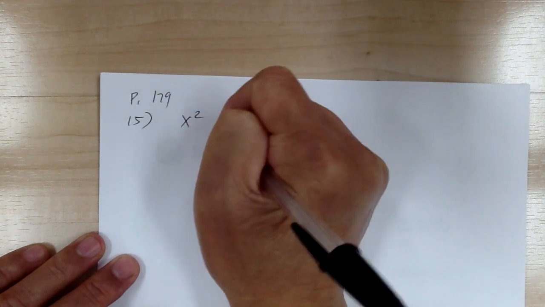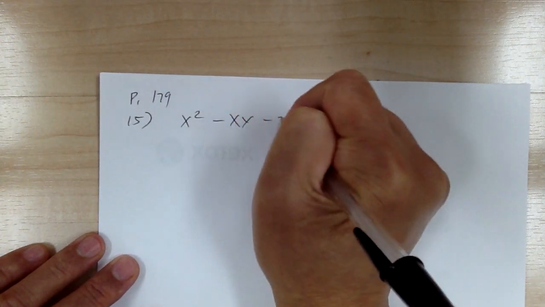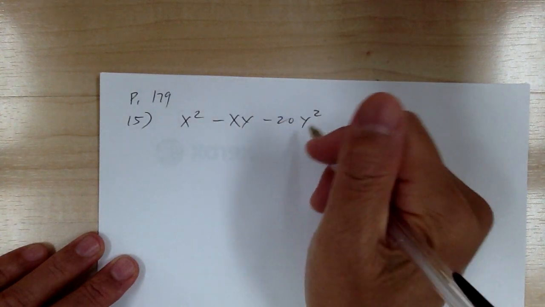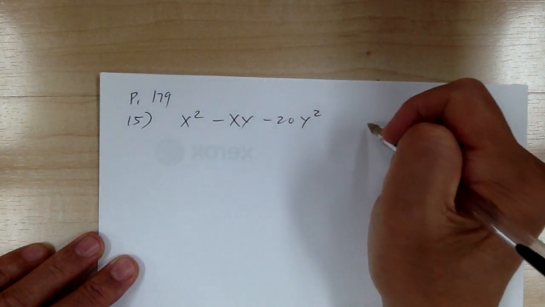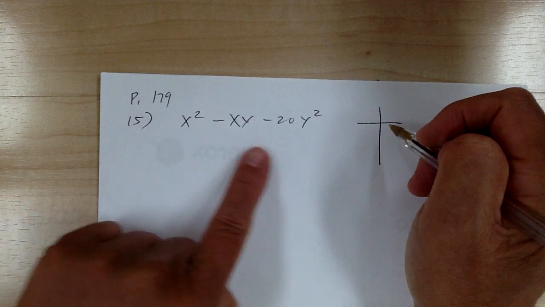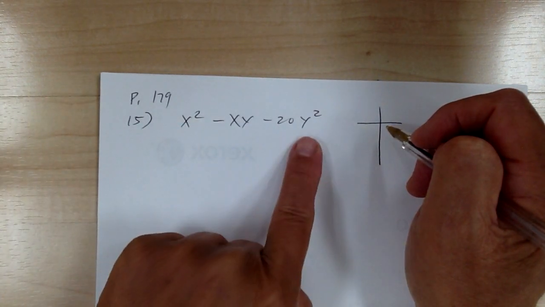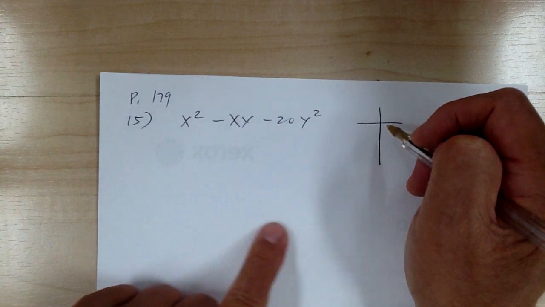Okay, you've got x squared minus xy minus 20y squared. So you can go through the checklist: step 1, step 2, step 3, step 4. So master product. Don't worry about the y. If there's a variable in the front, you put a variable in the front. If there's a variable in the back, you just put the variable in the back.